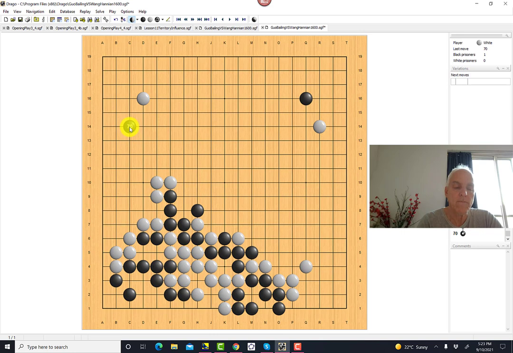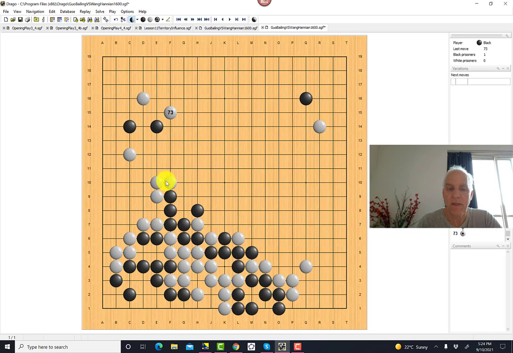Okay, so white goes here to prevent black from making a base. And of course, then black has to jump out. Black can either go into the corner and jump out, but okay, jumping out first. And now white plays this rather strong move. So white wants to push black towards the strength of these stones.